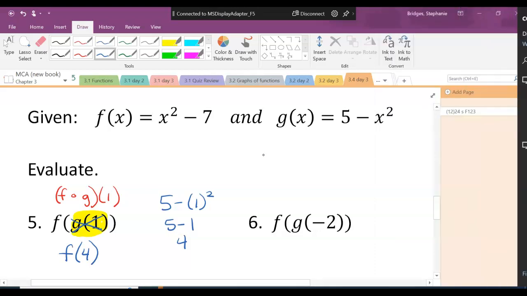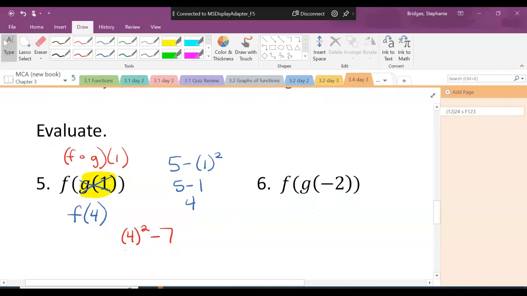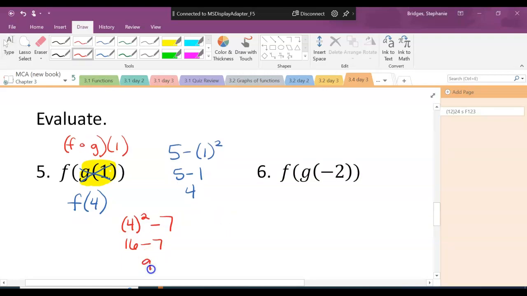Is everybody okay with where I got 4 from? And then again, we're going to take that 4 and plug it into the f function now. So it's going to be 4 squared minus 7. That's going to be 16 minus 7, which gives me a value of 9. And 9 is going to be my final answer. I don't use the 4 as part of my final answer. That 4 is just how I got there.